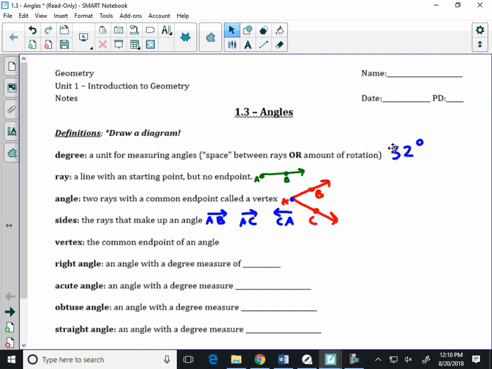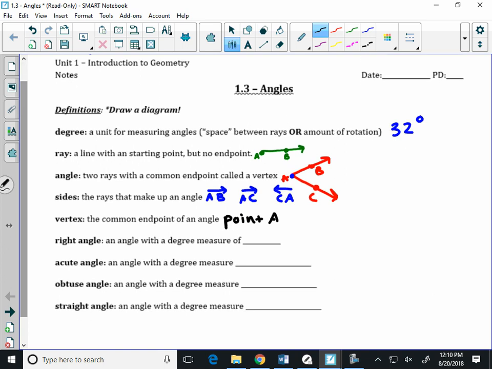The vertex again is just the common endpoint of the angle. So if we take a look at this angle we drew here, what's our common endpoint? Where do the 2 rays meet? A. So our endpoint, or our vertex, is just point A. I like to think it's the pointy part of your angle, kind of where it makes a corner. That's the vertex. Okay, questions so far?